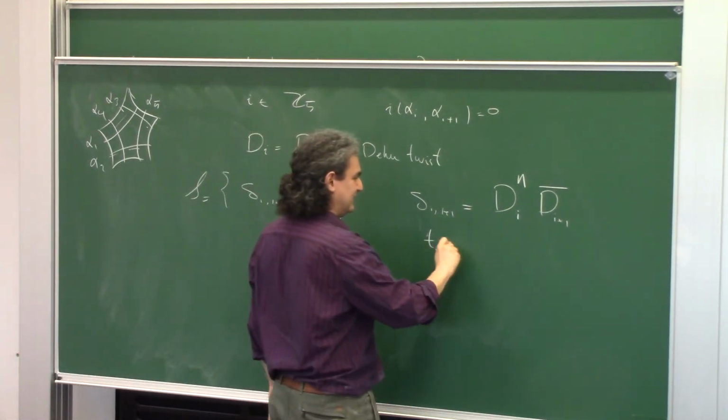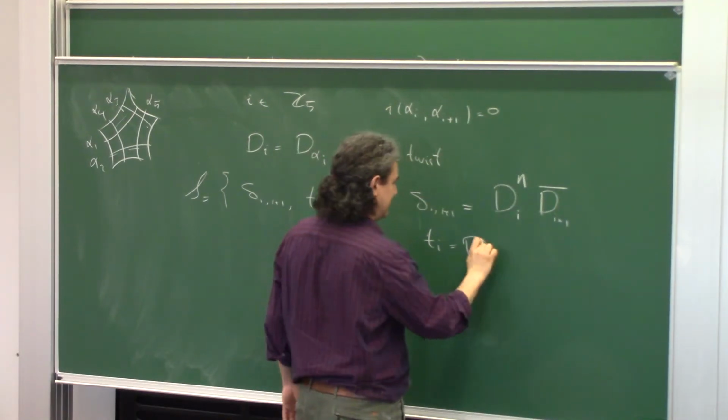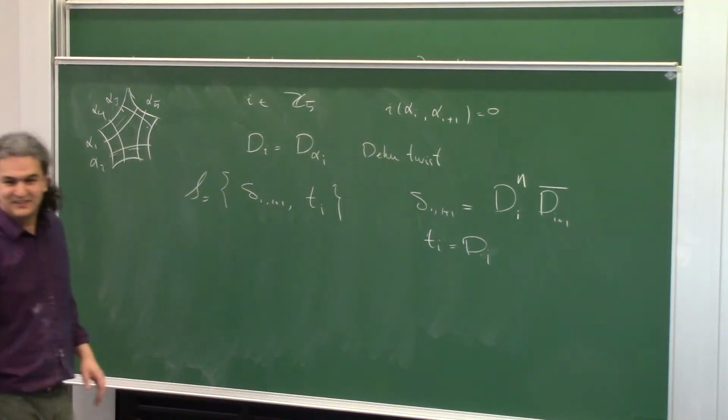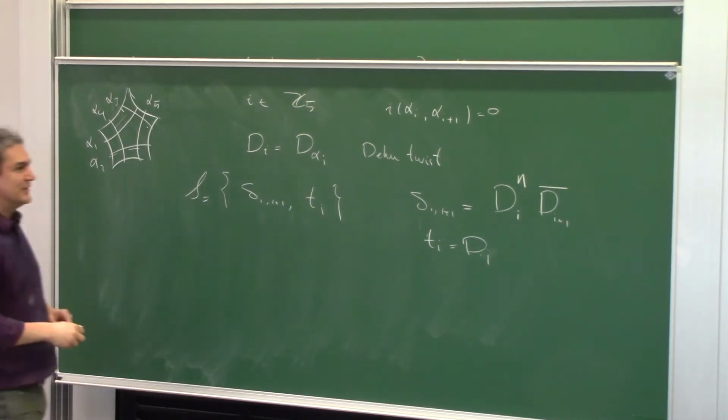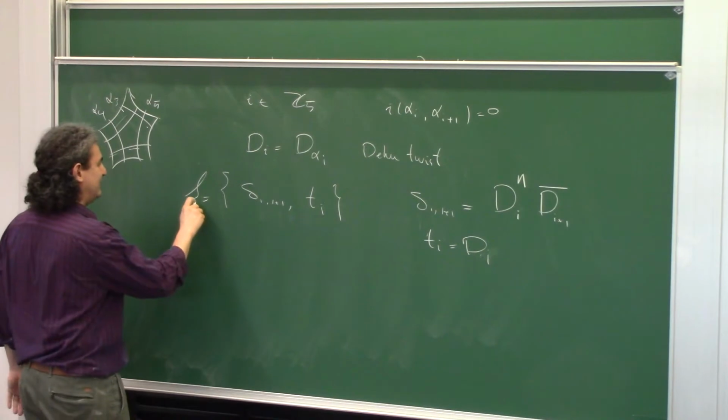And Ti is just the d alpha. I don't know why I named it something else, but it's TNS. Yes? Fix n. So what is n? You can put an n here if you like.